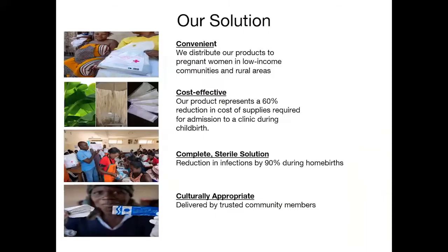Our solution at Safe Motherhood Alliance is in 4 parts. We're able to distribute conveniently low-cost products to pregnant women in low-income communities and rural areas with our flagship product called the Baby Delivery Kit, which contains all the essential items that a woman requires at childbirth to ensure she and her baby are safe.